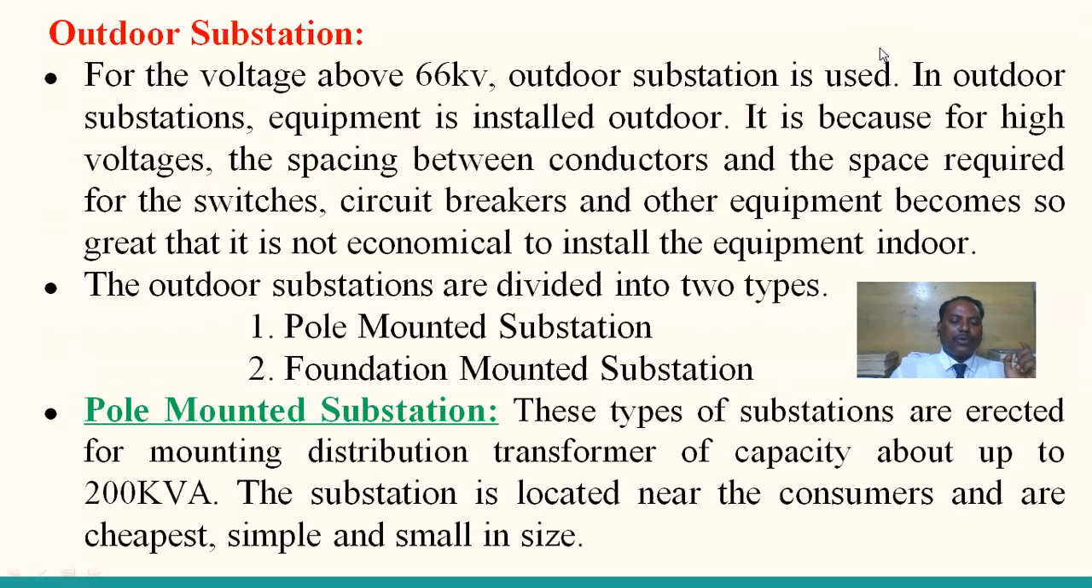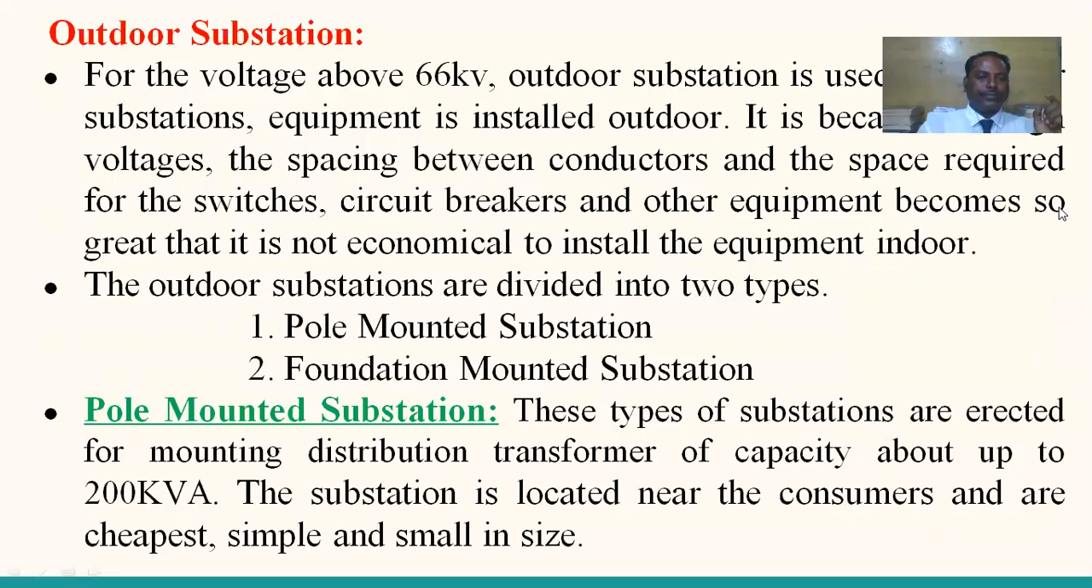There are two types of outdoor substations. One is the pole mounted substation, another one is the foundation mounted substation. In the substation, the main heart is a transformer, which converts one level of voltage into another level of voltage. Both voltages are AC. Here there is no conversion of type, but the level of voltage is converted from one level to another.